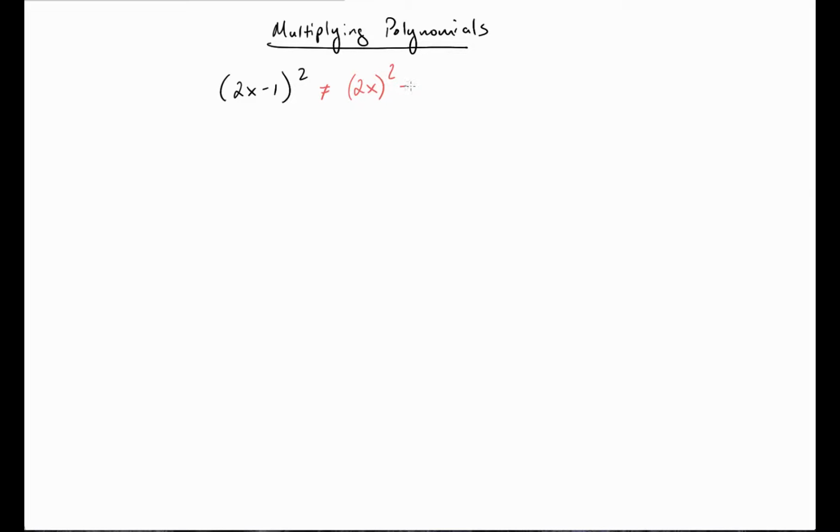2x squared minus 1, or let's say plus -1 squared. You can't distribute this exponent, okay?